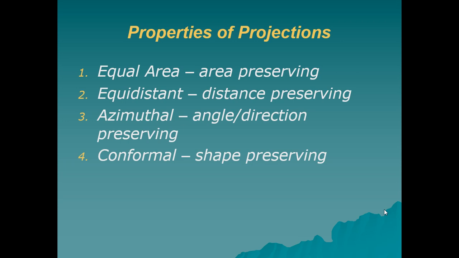Okay, so what are our properties of projections? When we are assessing or evaluating a projection, these are the things that we look for. We look to determine whether the features are area preserving. In other words, is it preserving the area of the features? It could be equidistant. For example, is it preserving distances between features? Azimuthal, is it preserving angles and directions between features or amongst features? Or is it preserving the shape? Conformal. So these are the four main properties of projection. These are the things that you would look for to make an evaluation of the projection results.